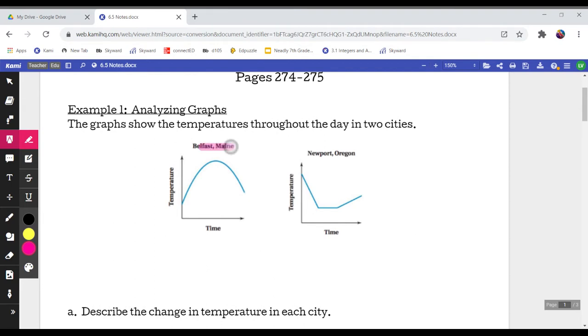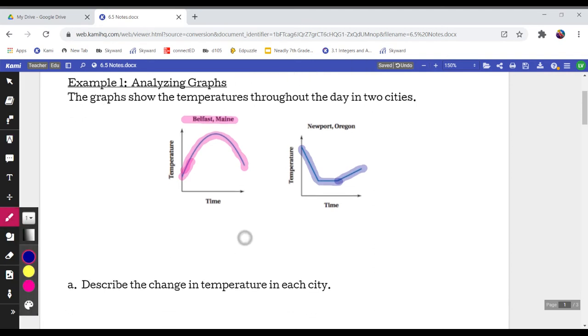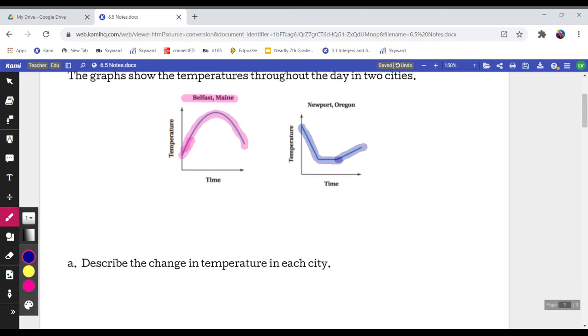As you can see for Belfast, Maine, it goes up throughout the day, hits a peak, and then decreases. Now, while Newport has a different trajectory, where it starts off with a higher temperature, decreases, finds a steady amount, and then increases from there. So we're going to describe the change in temperatures in each city. I'm going to start with Belfast.